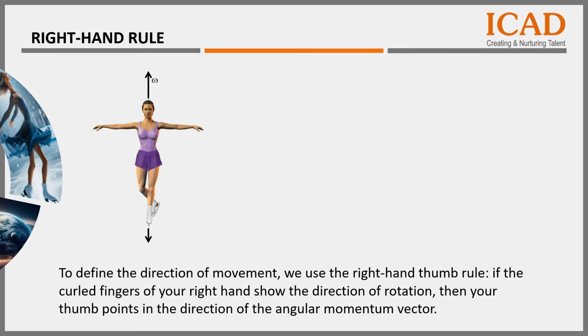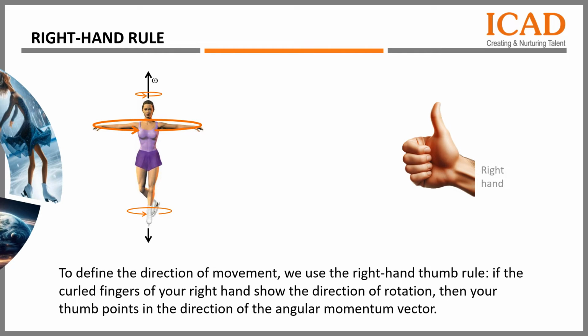When we study angular momentum, we define the direction of movement. For this, we use the right-hand thumb rule. If the curled fingers of your right hand show the direction of rotation, then your thumb points in the direction of the angular momentum vector.